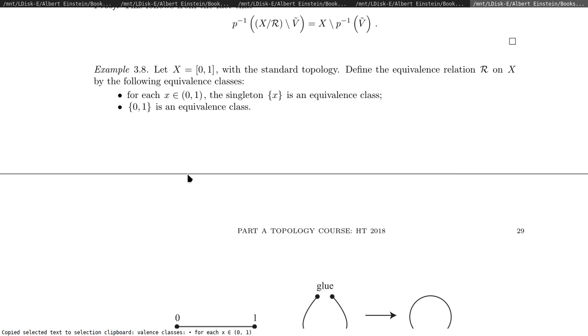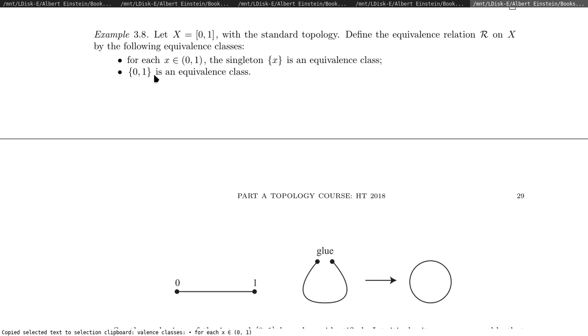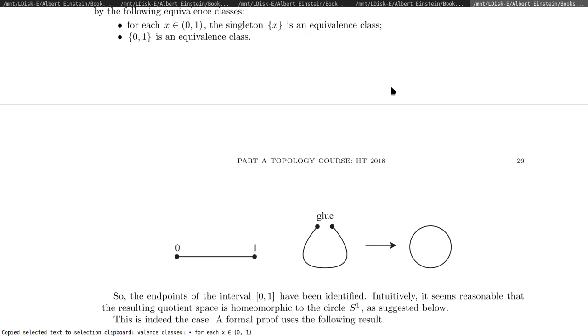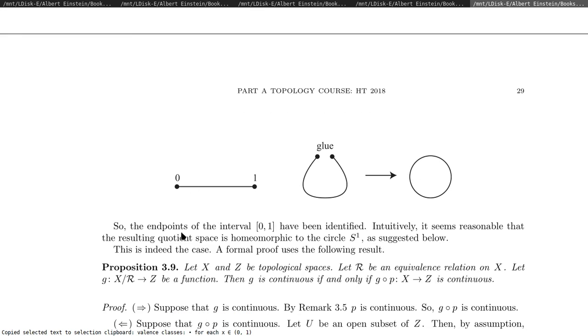If {0, 1} is an equivalence class, what does that mean? Well, that means that 0 and 1 are identified. They're identical with respect to this equivalence relation that we just defined. So 0 and 1 are one and the same under this relation. So they're identified, and thus you can just glue these 2 points together. And intuitively, if you just join the 2 ends of a line, it's going to be a circle, and that's what we have. The quotient space is going to be homeomorphic to the circle.